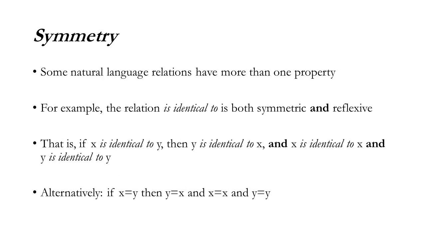Now, some natural language relations have more than one property. Identity is an example of such. It's both symmetric and reflexive. That is, if x is identical to y, then y is identical to x, and as a matter of fact, x is identical to itself, and so is y.